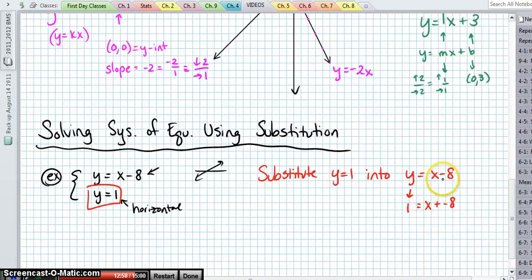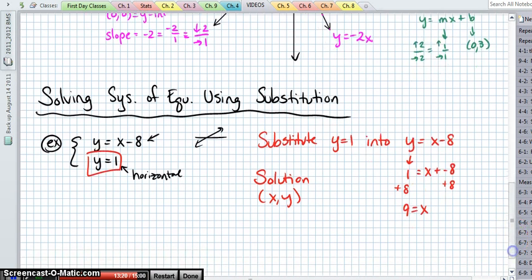So let's go ahead and substitute. 1 equals x plus -8. I just changed it to plus negative to make it a little bit easier to look at. I am going to solve by adding 8 to each side, and I find that x equals 9. This is not the final answer. Remember, your solution always has to be an x, y coordinate. I want to know what coordinate makes both of these equations true. So it turns out that when y equals 1, x equals 9, and this is the solution to both equations. It makes both of them true.